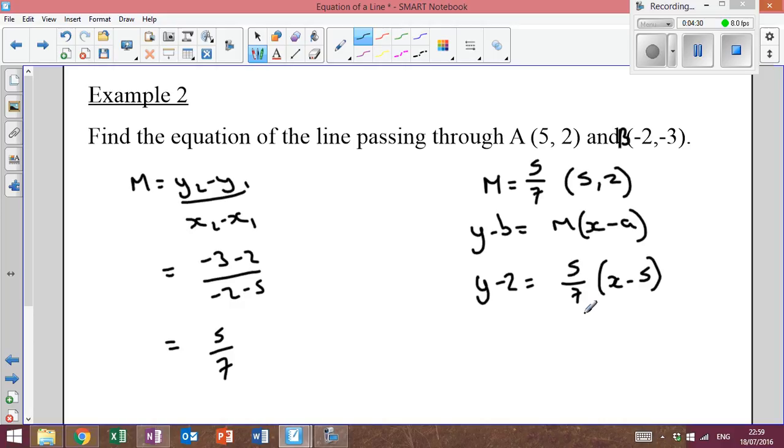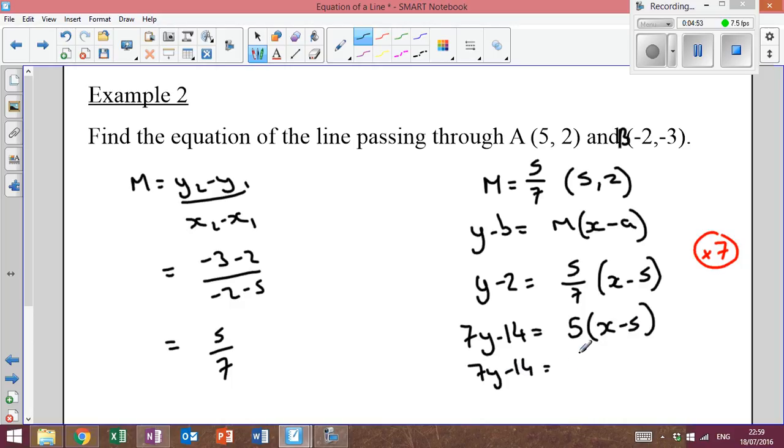We need to be able to rearrange this into its simplest form. What I would do here, because I'm dealing with sevenths, I don't really want to deal with fractions if I can help it. I'm going to multiply both sides by 7. So that's going to be 7y minus 14 is equal to 5 times x minus 5. So 7y minus 14 is equal to 5x minus 25.